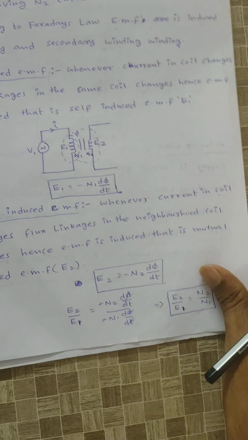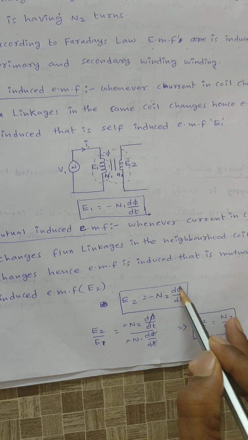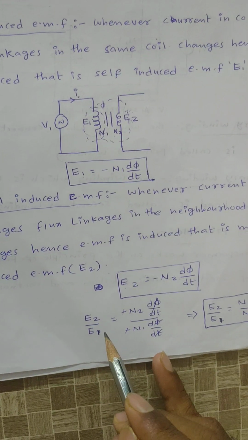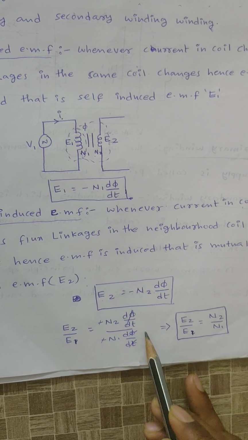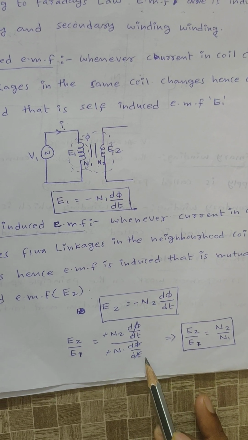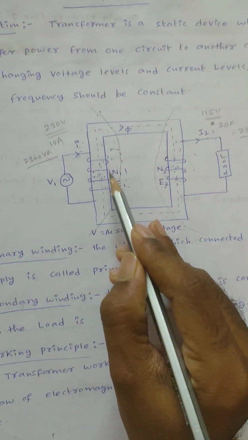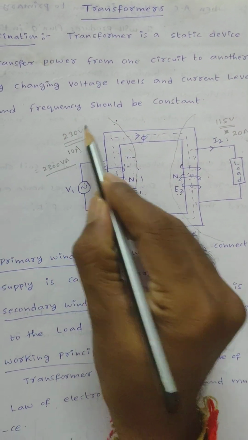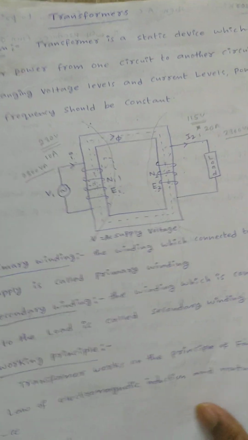Now from this equation I can write E2 by E1, where E2 value is minus N2 into d phi by dt, and E1 value is minus N1 into d phi by dt. That is E2 by E1 is equal to minus N2 into d phi by dt divided by minus N1 into d phi by dt, that is E2 by E1 is equal to N2 by N1. From that relation the conclusion is the induced EMF is directly proportional to the number of turns. When induced EMF is high, the number of turns is more. When induced EMF is less, the number of turns is less.